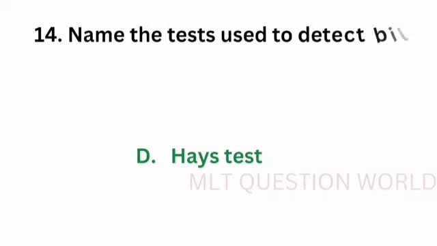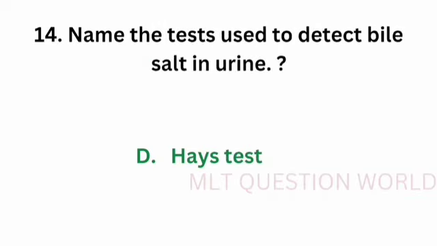The correct answer is option D, Hay's test. Test used to detect bile salt in urine is Hay's test.